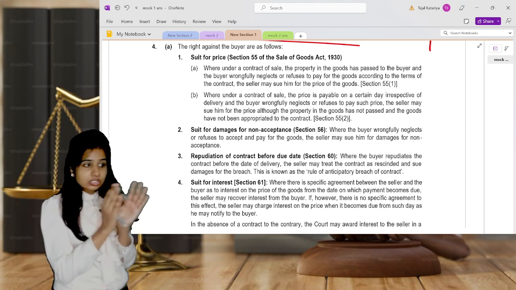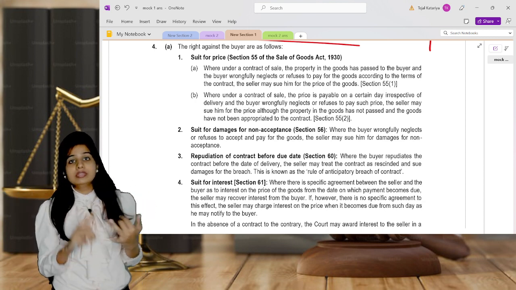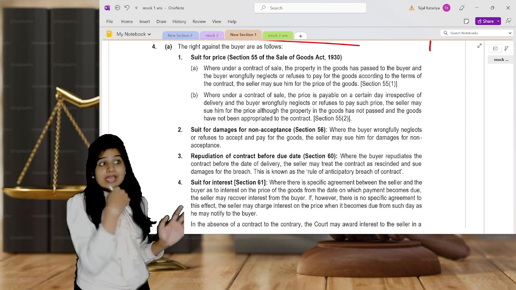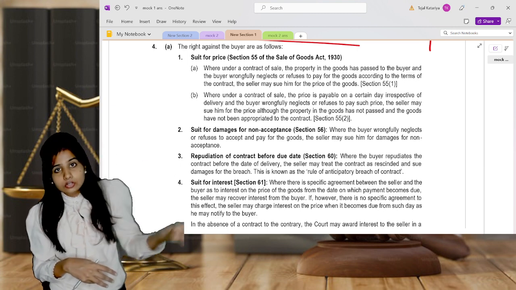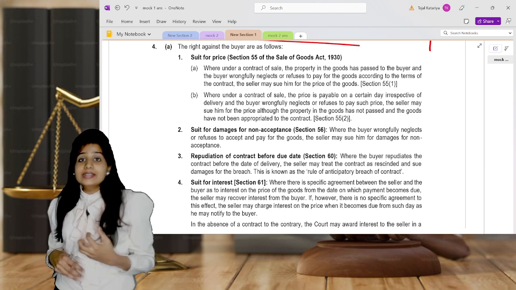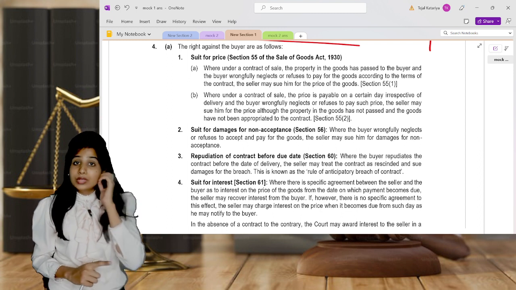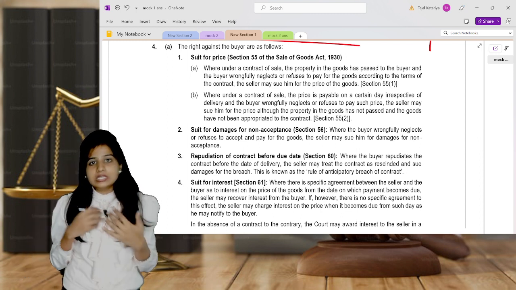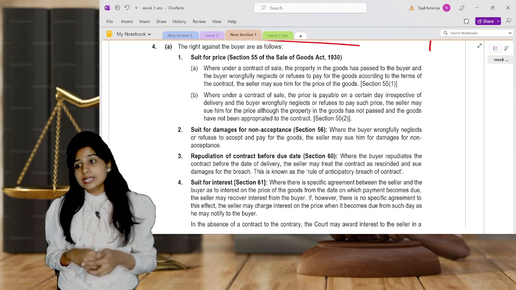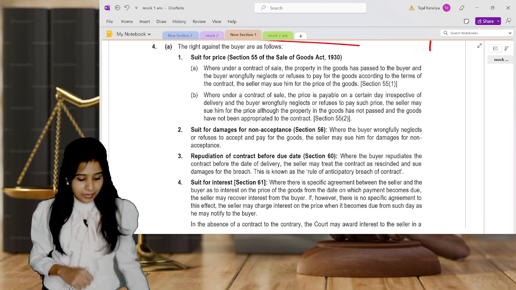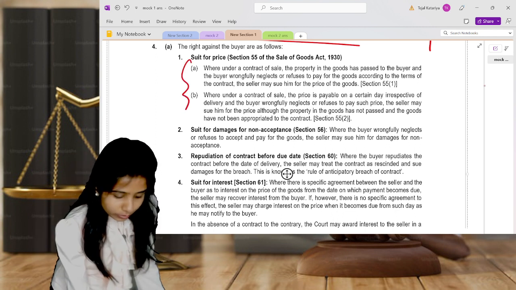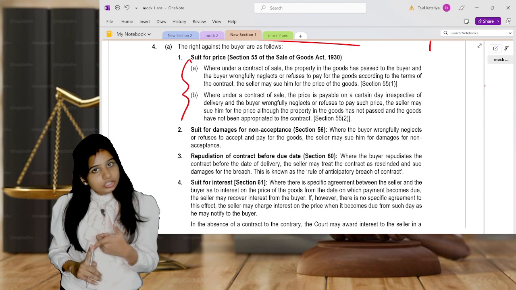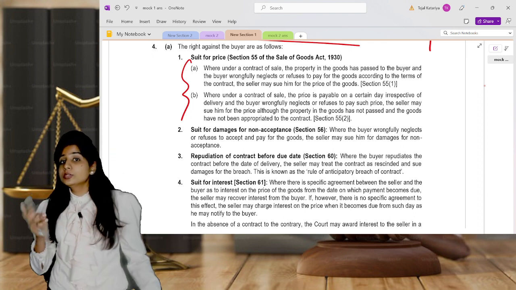We are supposed to discuss this, and not the right of lien or the right of stoppage in transit. We are not going to discuss those, because they are rights against the goods. We are going to talk about the rights against the buyer. The first right will be suit for the price. Obviously that person is an unpaid seller, so he has a right to recover that price. But in 2 kinds of situations. One where the property in goods has passed, that means ownership has passed, and the second is where the ownership has not passed.